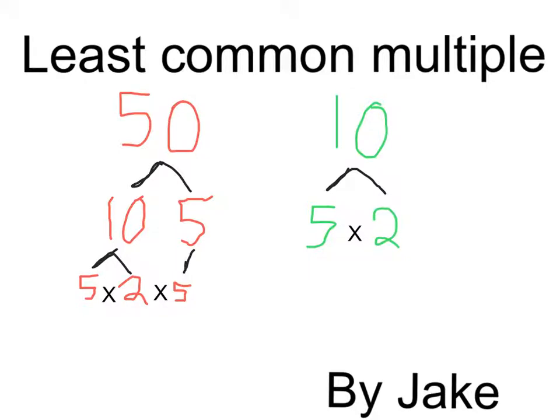50 is like 10 and 5 can go into 50 because 10 times 5 is 50. And then break down the 10: 5 times 2 equals 10. And then break down the 5, but you can't break down the 5 because it just equals 5, because 5 is a prime number. And then now I'm going to do 10.